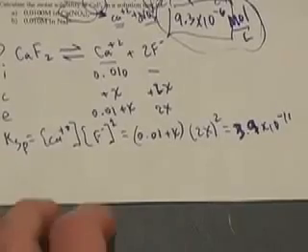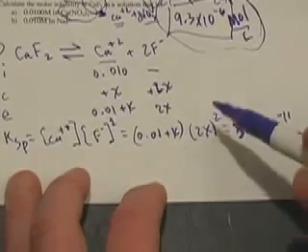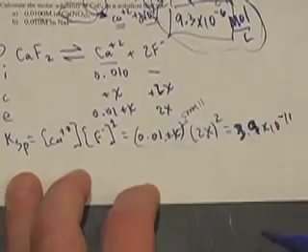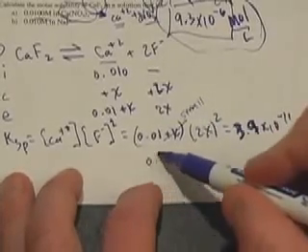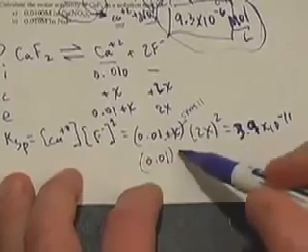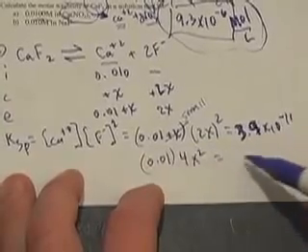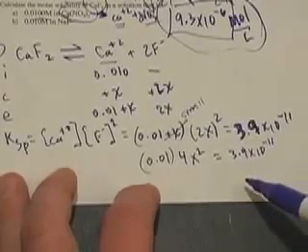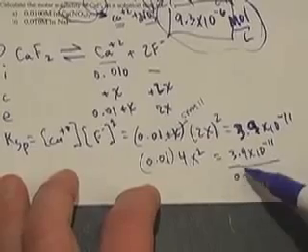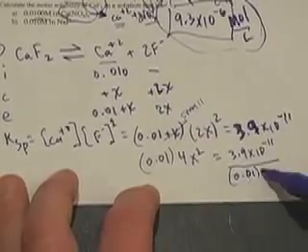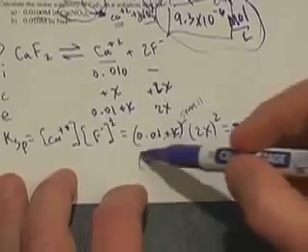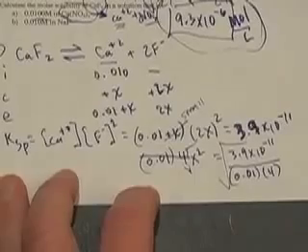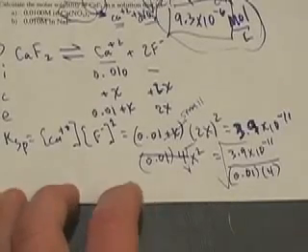Well, I can make this a little simpler for myself to solve instead of solving a quadratic. I'm going to say that this x is small compared to the 0.01, and so I end up with 0.01 times 4x squared is equal to 3.9 times 10 to the negative 11th. Divide both sides by 0.01 times 4, and that'll get rid of these guys. And then take the square root of both sides, and I can solve for x.